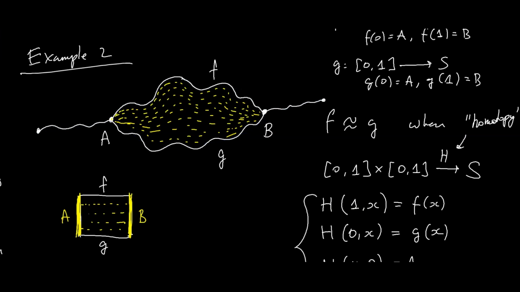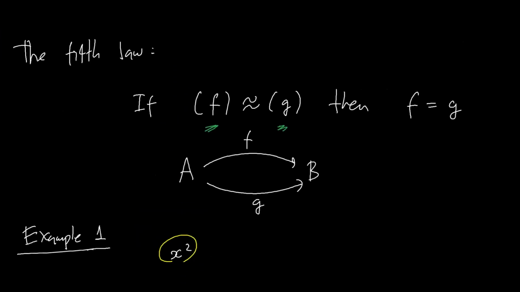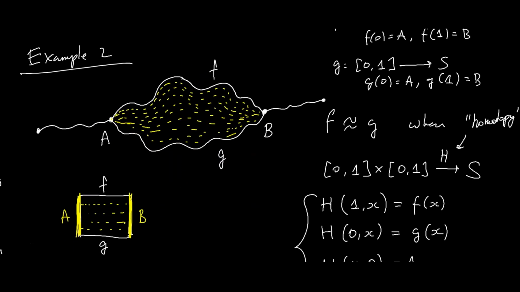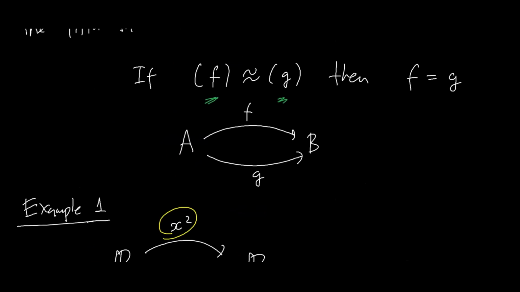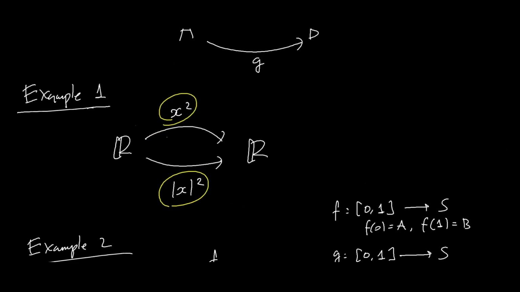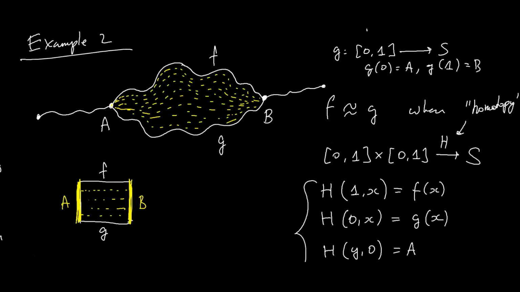So the law of congruence holds, but this fifth law that we formulated, that one doesn't hold. Why? Because you see here, this is one trajectory. This is the other one. They are different from each other, but still they're equivalent. The fifth law tells me that if they're equivalent, then they must be the same. Just like here, if two functions give the same result, they must be the same function. But there are examples where we don't want that. We don't want that fifth law to hold.